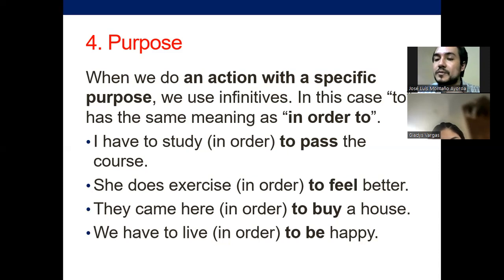Read the examples, please, and read what's in parentheses, like this, right? I have to study in order to pass the course. Let's read that, please. All the examples. I have to study in order to pass the course. She does exercise in order to feel better. They came here in order to buy a house. We have to live in order to be happy.